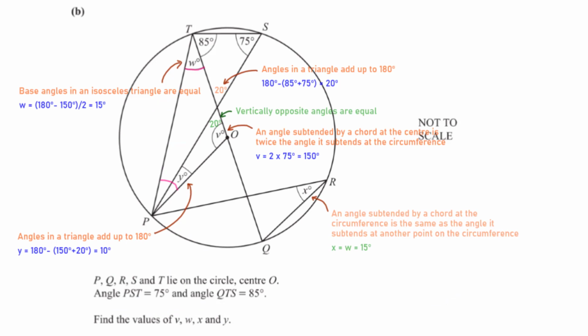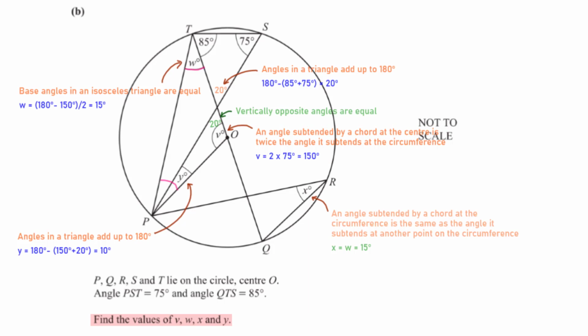P, Q, R, S and T lie on the circle center O. Angle PST is 75 degrees and angle QTS is 85 degrees. Find the values of V, W, X, and Y. Chord PT subtends 75 degrees at the circumference of the circle and subtends angle V at the center of the circle. So V equals 2 times 75 degrees, which is equal to 150 degrees.